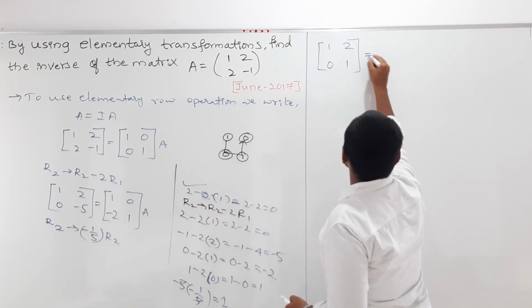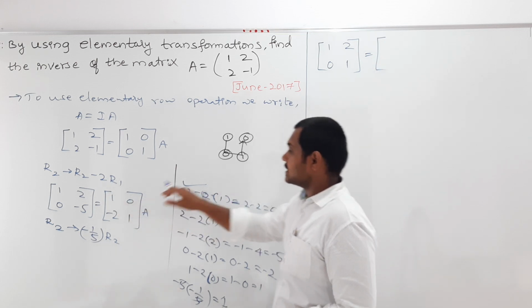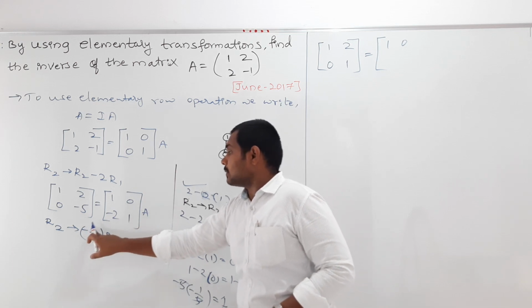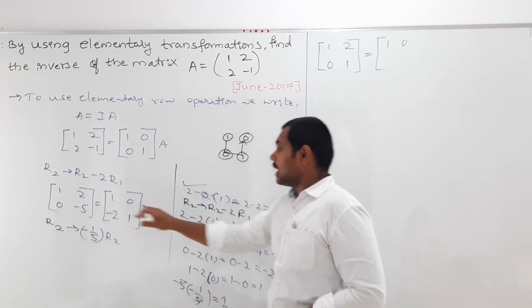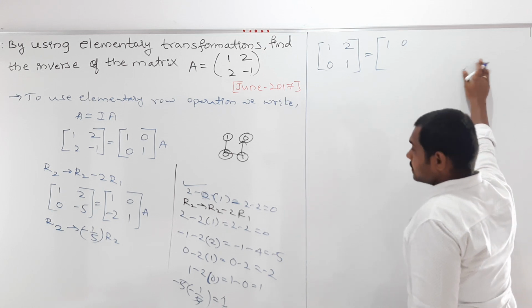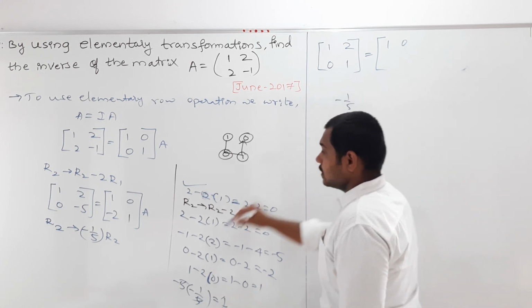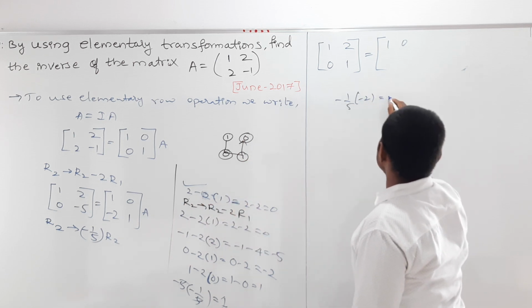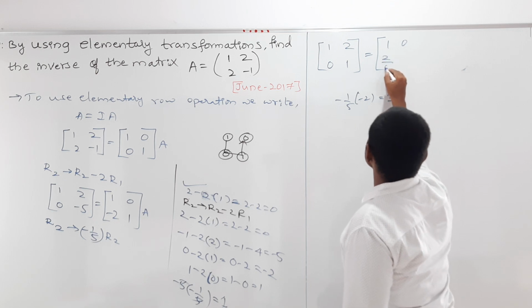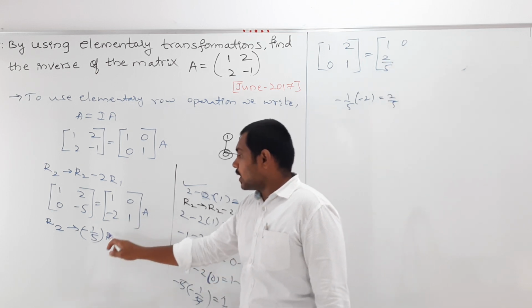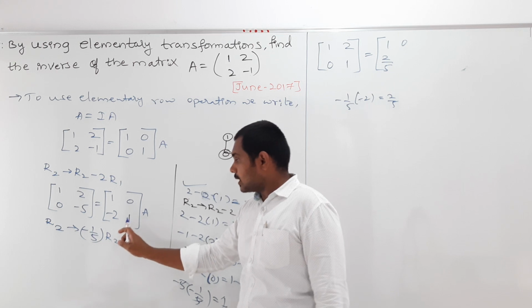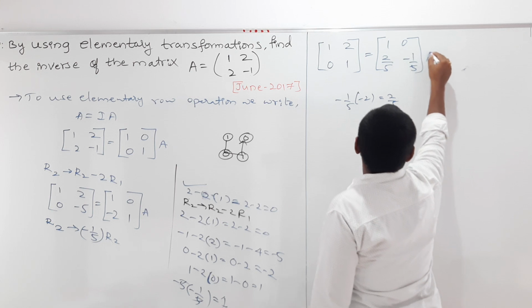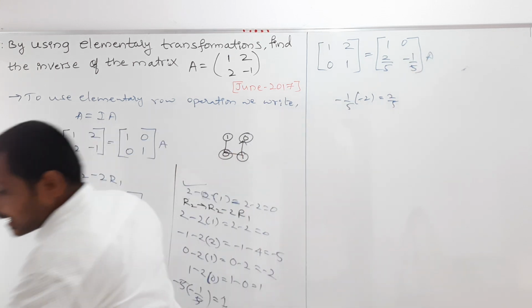And next, this is equals to, again row 1 is as it is, 1 0. And next, my row 2 is changing: minus 1 by 5 into R2 place, minus 1 by 5 into minus 2. This will become minus minus plus 2 by 5. So therefore here it is 2 by 5. And next, 1 into R2, in the place of R2 I am writing 1 into minus 1 by 5, that is minus 1 by 5 into A as it is.